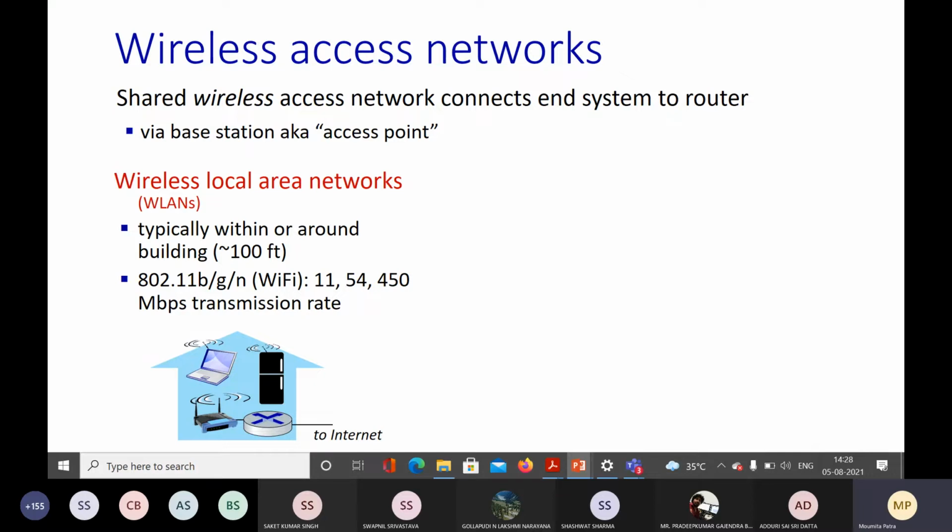Okay, so there are certain standards that are followed in WLAN, basically the Wi-Fi standards. They can be either 802.11b, g or n. These are different Wi-Fi standards. They vary as per the transmission rate that they provide. As you see here, the transmission rates provided by these standards are different. Some provide 11, one provides 54, another provides 450 Mbps of transmission rate.